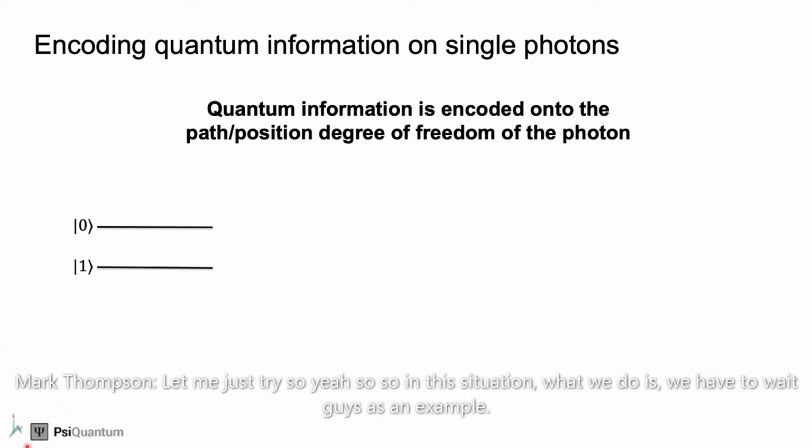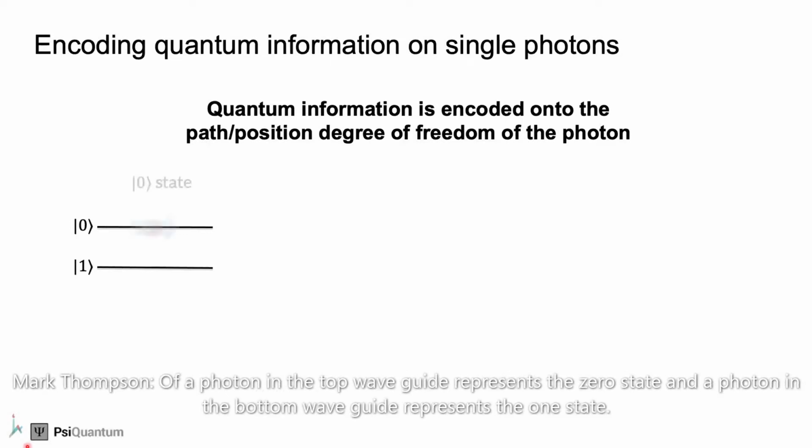So in this situation, we have two waveguides, as an example, and a photon in the top waveguide represents the 0 state, and a photon in the bottom waveguide represents the 1 state.